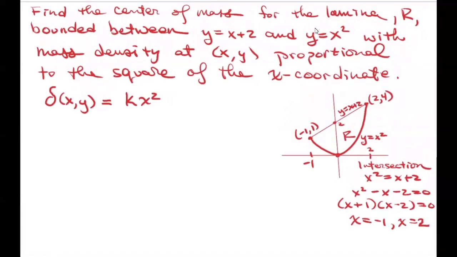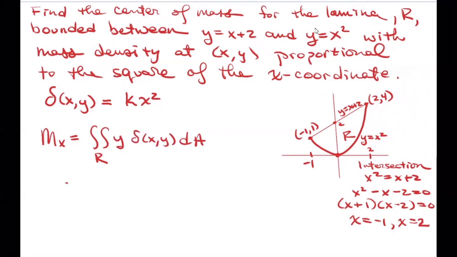So moments to the x-axis, let's go. Moment to the x-axis is a double integral over the region R of y times delta of x, y, dA. So you're going to have a double integral of y times delta of xy, which is just kx squared. And then we're going to go dy dx because the limits on y are curves. This region is what we call vertically simple.